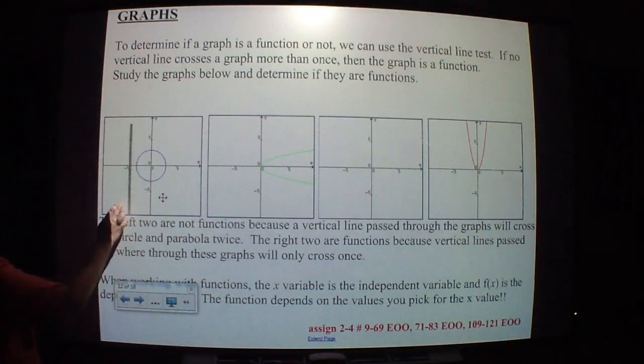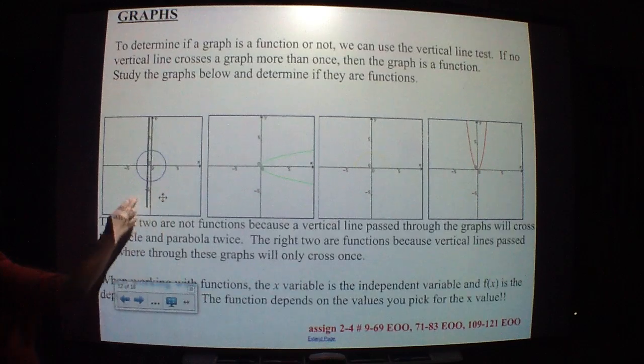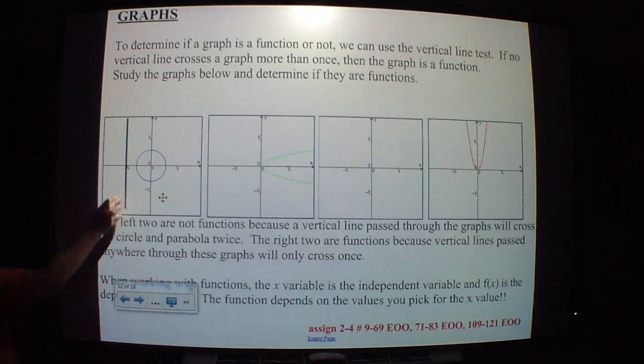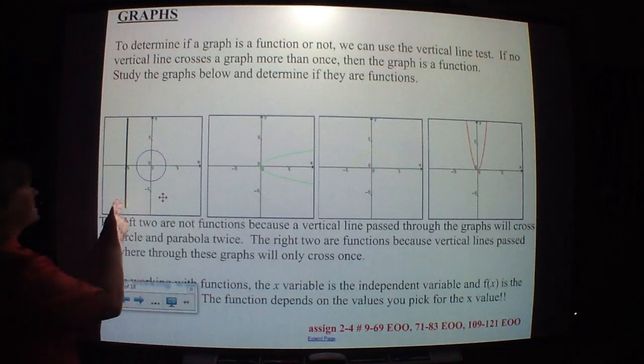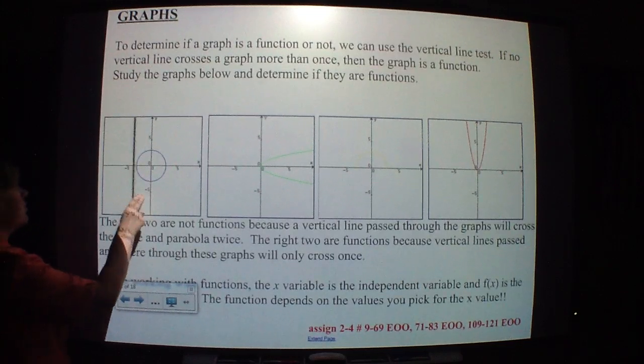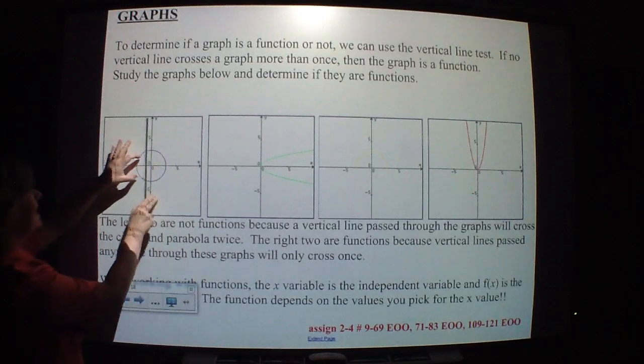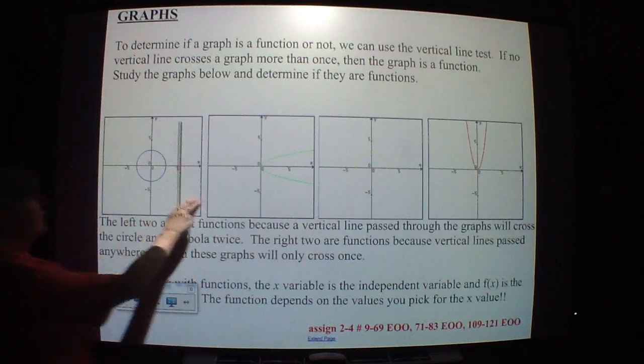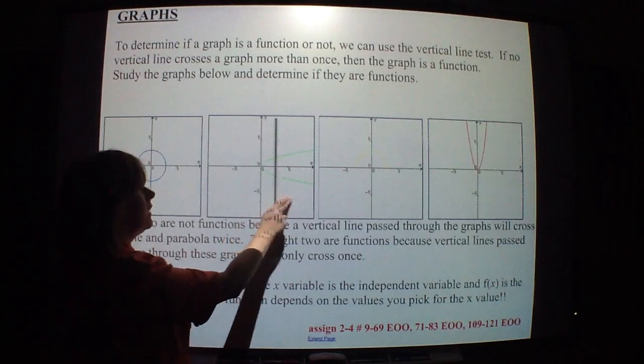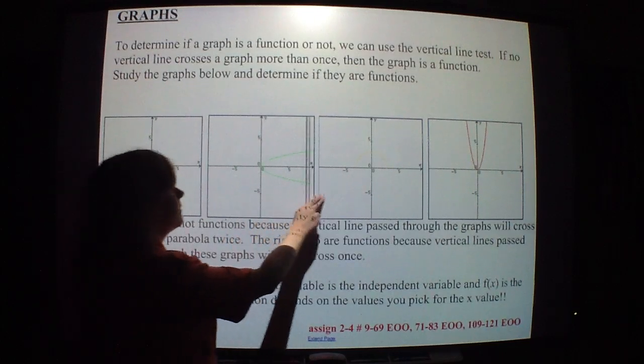If I take this line, if I drag it across my graph, if it crosses the graph more than once, then it's not a function. If it only crosses once, it is a function. So this one, you can see there are spots where it crosses twice. So this is not a function. This one, again, not a function.